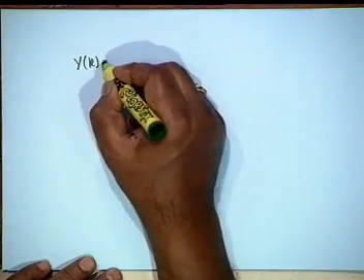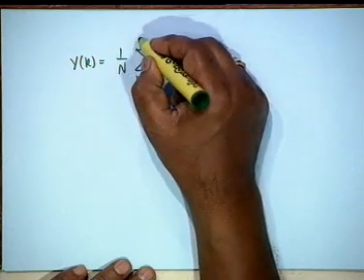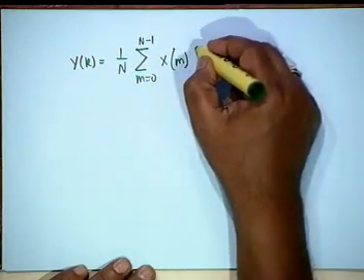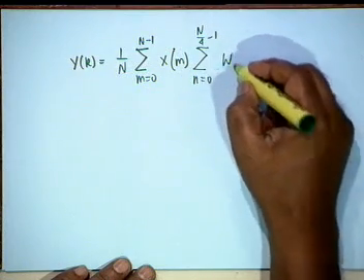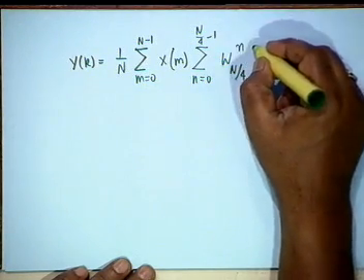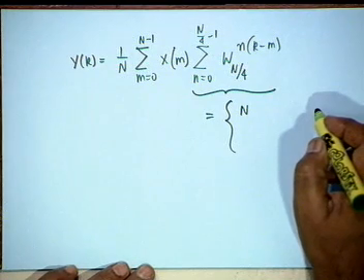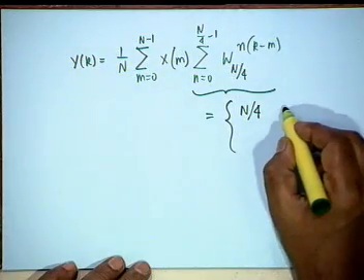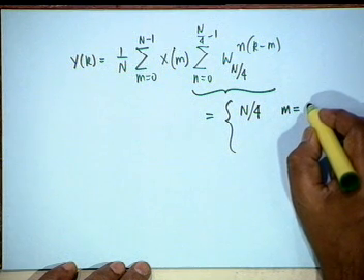I therefore have yk as equal to 1 by n summation after the interchange m equal to 0 to n minus 1, then x of m summation n equal to 0 to n by 4 minus 1 w of n by 4, this is why I converted to w of n by 4, to the power n into k minus m, and this now is equal to capital N by 4, the number of terms is n by 4, for m equal to k plus n by 4.